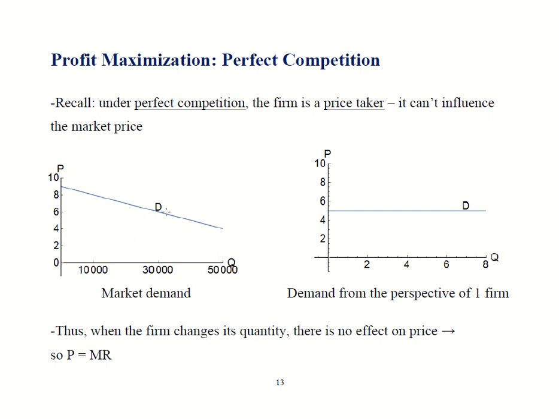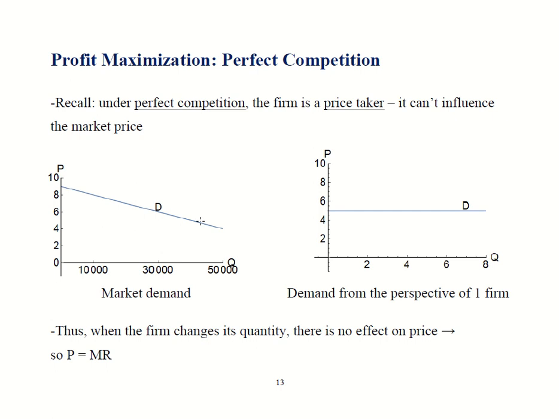Now, if you're just one tiny firm in that giant market, if you change your production from 0 to 8, that's not going to matter a whole lot when there's another 30,000, 40,000, 50,000 units out there. So when you sell more units, it does not influence the market price. That's why you're a price taker. You have to take the market price as given and just work with that. As a consequence, for the perfectly competitive firm, price was equal to marginal revenue. So if you sell one more unit, price does not change, so the price is just how much extra money you get when you expand your production.